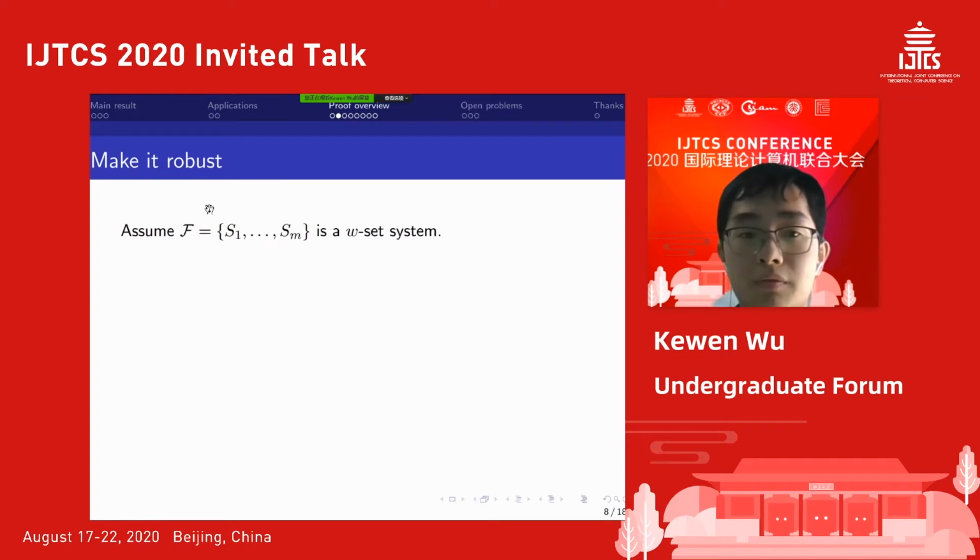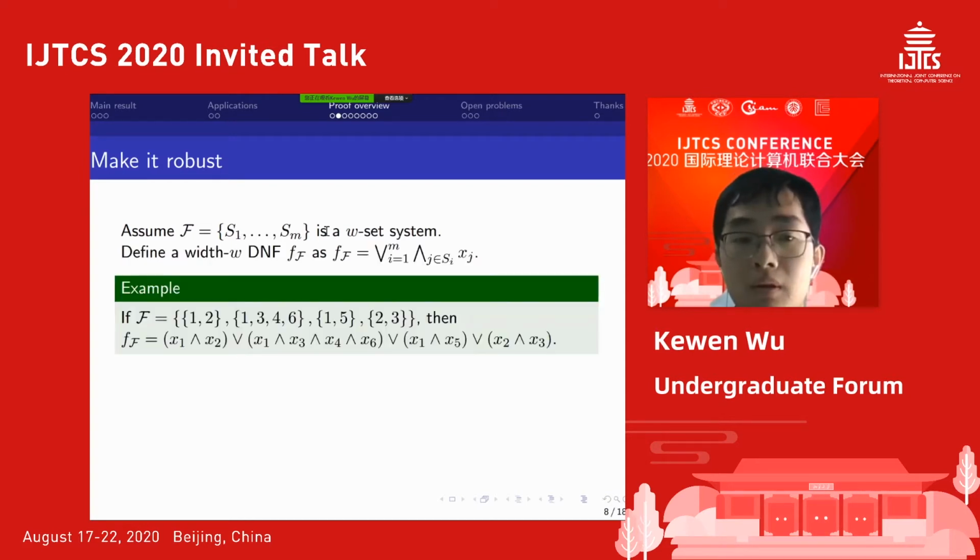Let's assume F is the set system, and it's a W set system. It contains sets S1, S2, up to Sm. Let's define a width W DNF, which is the disjunctive normal form, small f, as the following. We take a disjunction of conjunctions, and each conjunction comes from each set.